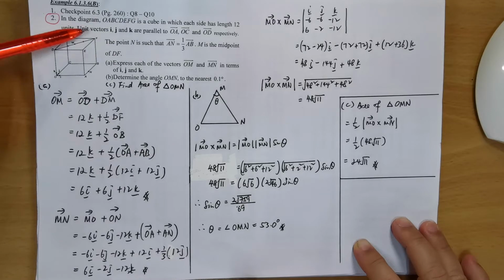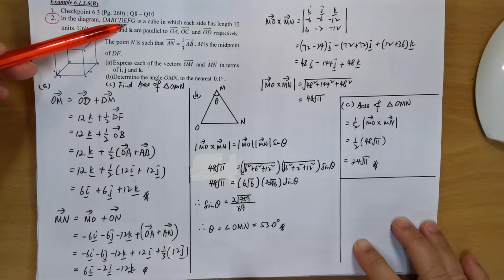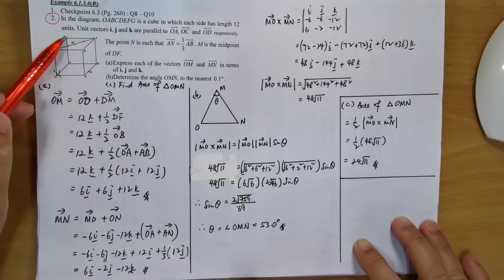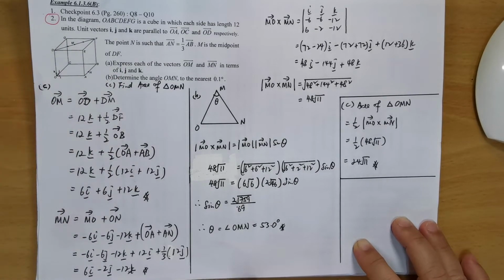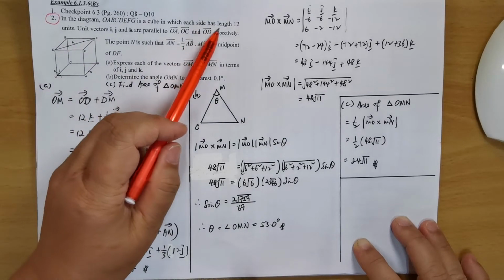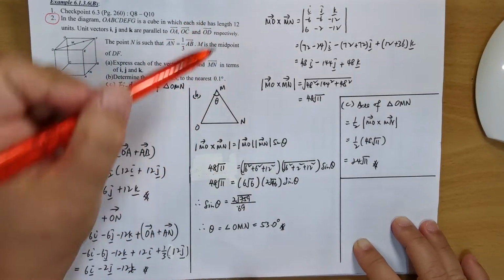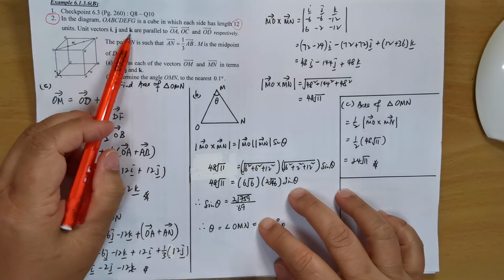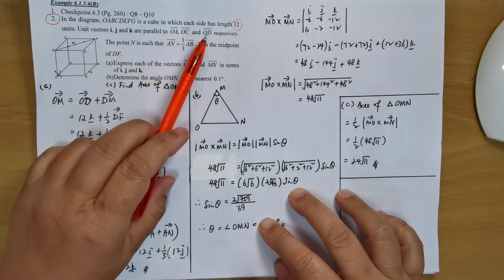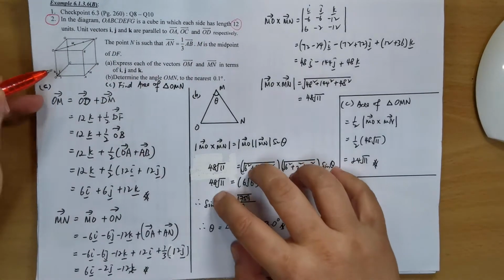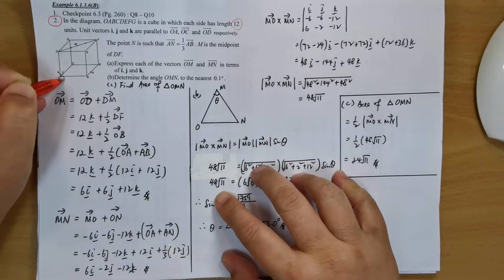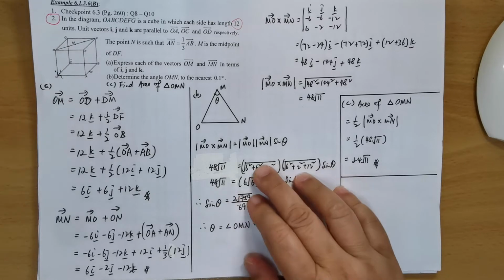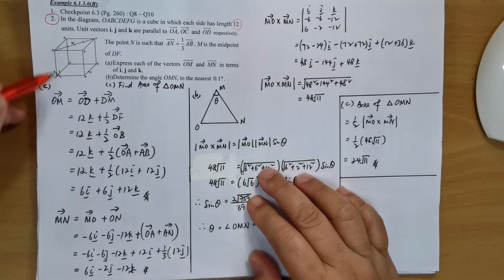All right. So in the diagram, OABCDEFG is a cube. It's a cube. You know what? All the sides are the same, and each side has a length of 12 units. And the unit vectors I, J, K are parallel to OA, OC, and OD respectively. Means OA is in the direction of I, OC is J, OD is K.